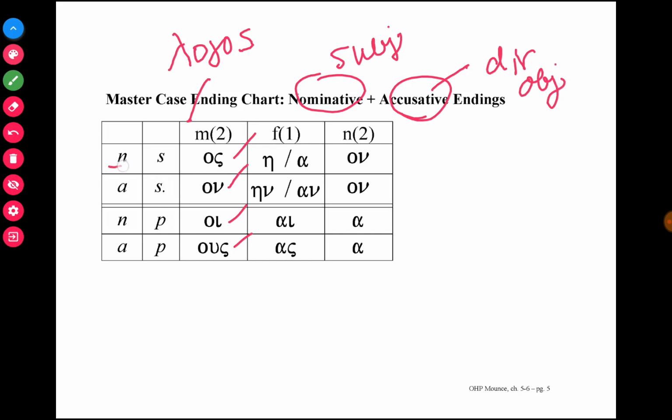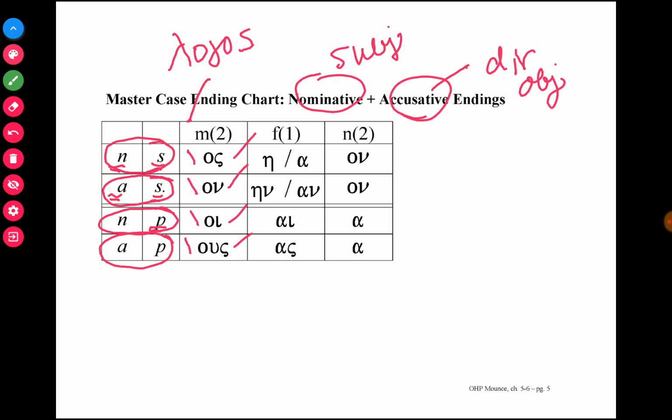And so the N here means nominative, the S here means singular, the A here means accusative, the S here means singular, the P means plural, but we also have nominative and accusative cases. So we have a different ending depending on whether something is nominative singular, accusative singular, nominative plural, or accusative plural. And you would want to memorize the endings as, again, os, on, oi, us.